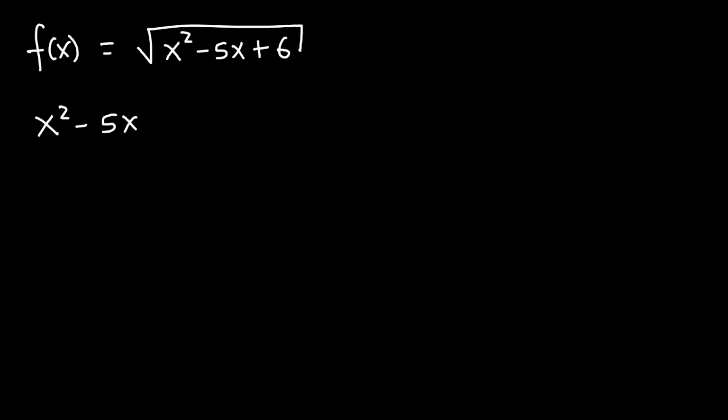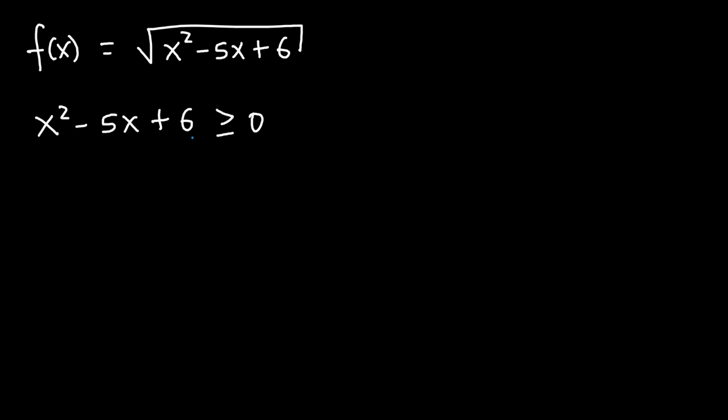Now what if you had f(x) equals the square root of x^2 - 5x + 6? How can you find the domain? Once again, x^2 - 5x + 6 should be greater than or equal to 0. And at this point, we have a quadratic.